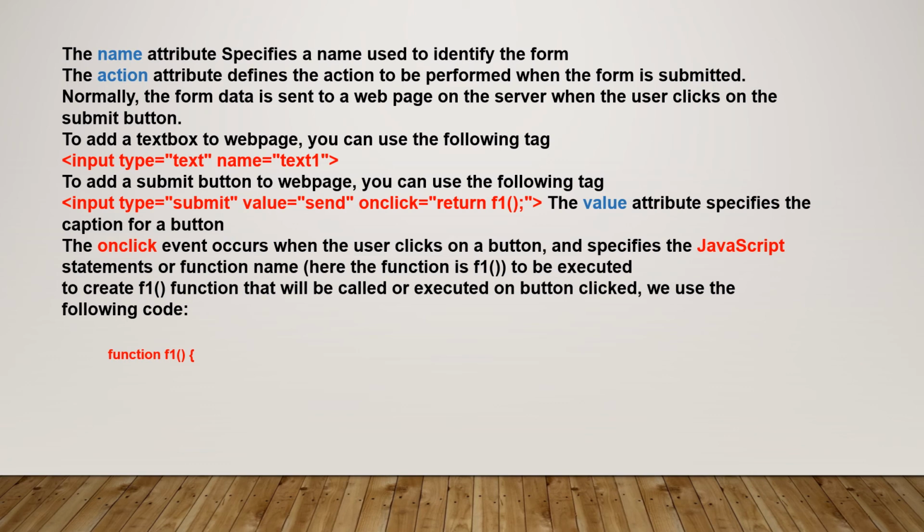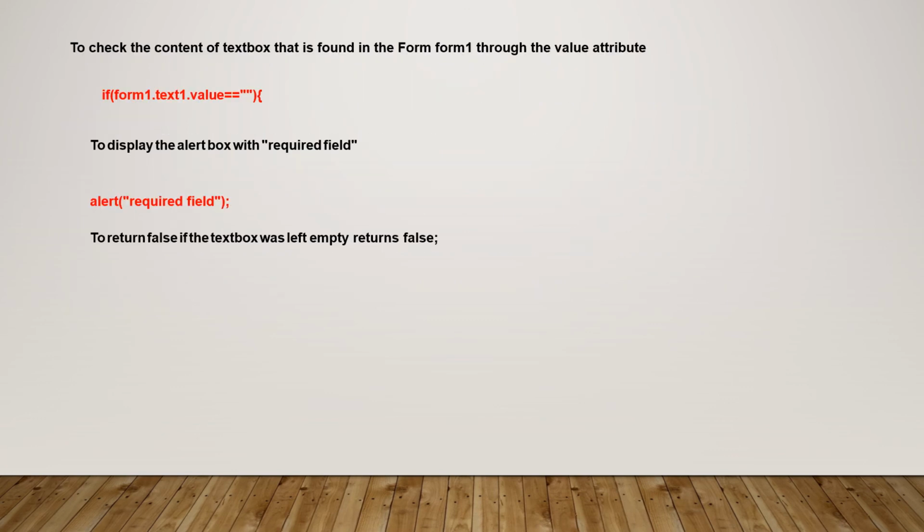To create F1 function that will be called or executed on button click, we use the following code: function F1. To check the content of text box that is found in the form1 through the value attribute, if form1.text1.value equals empty, display the alert box with required field alert. Required field, return false. If the text box was left empty, returns false.